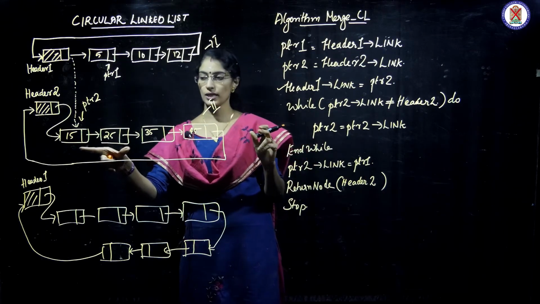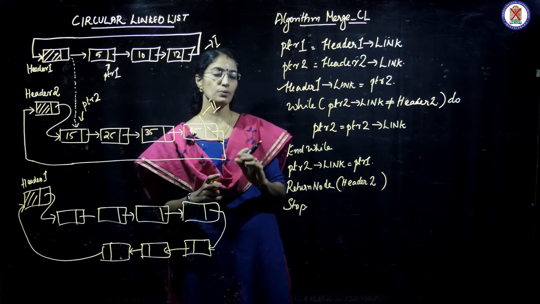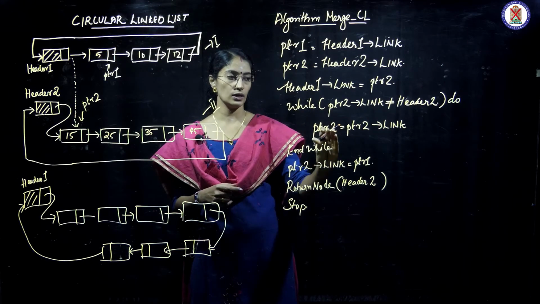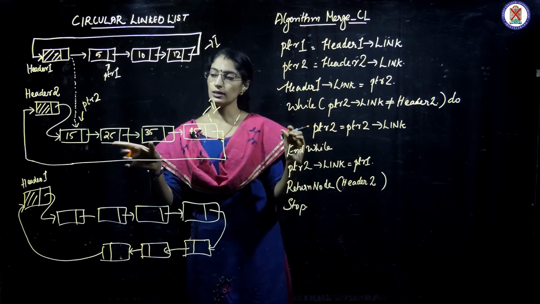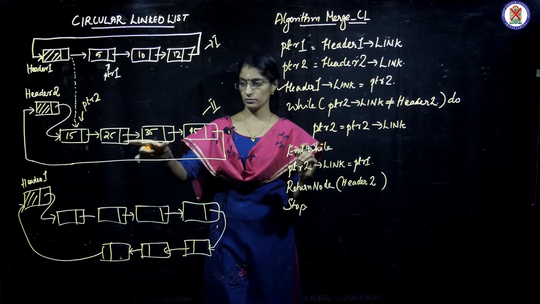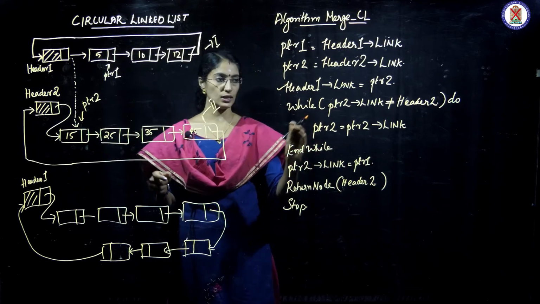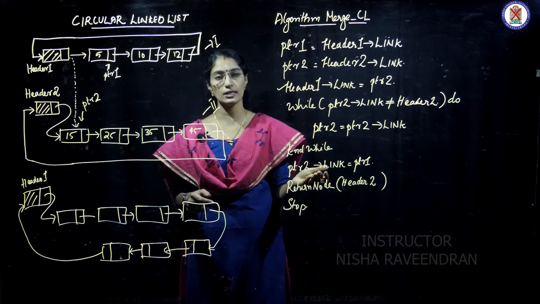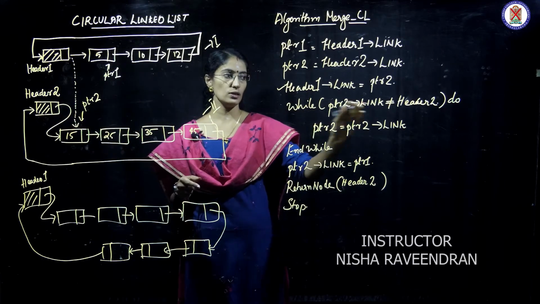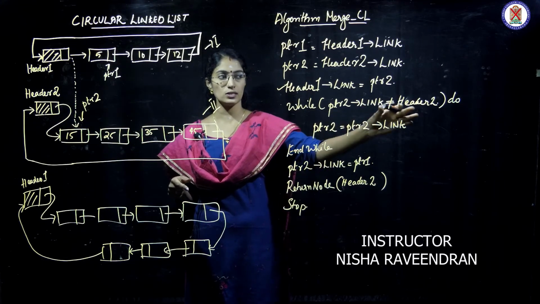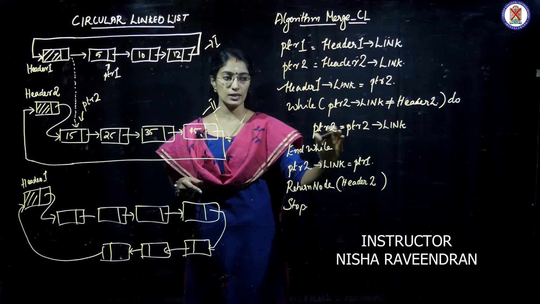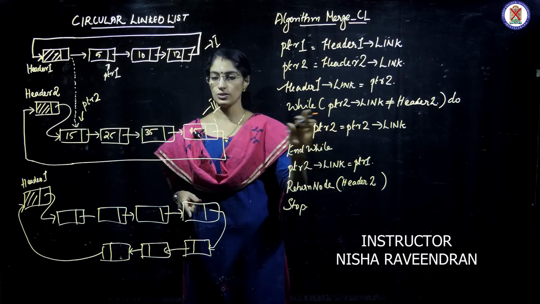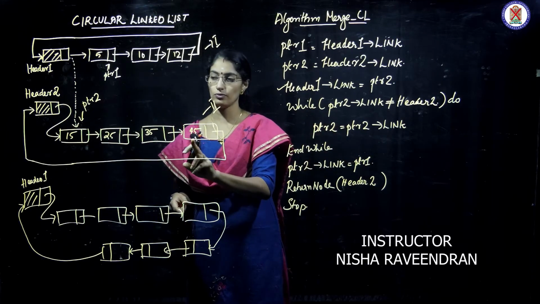So what is the condition that can be used here? Until the link part becomes header 2, you have to continue traversing each and every node of the second circular linked list. So naturally the condition will be when you reach the header node of the second linked list, which is header 2. So until ptr2 of link is not equal to header 2, you go on traversing the second circular linked list, and this continues until this 45, the fourth node.